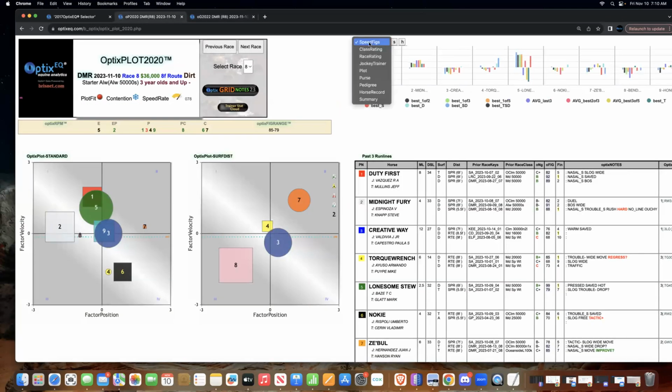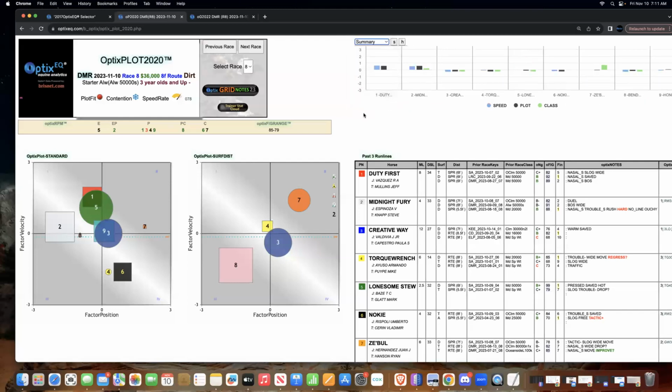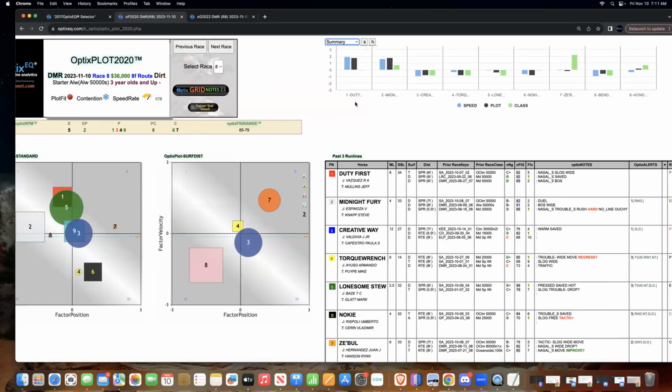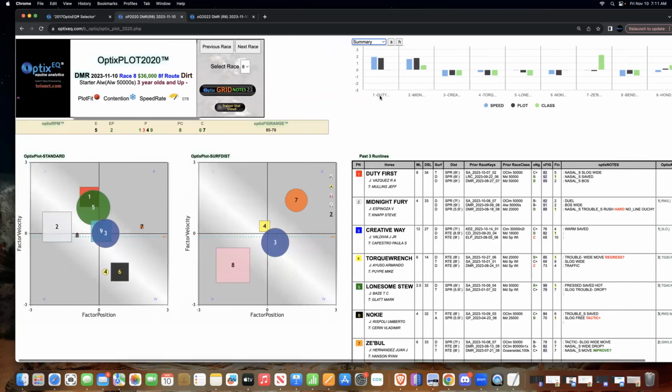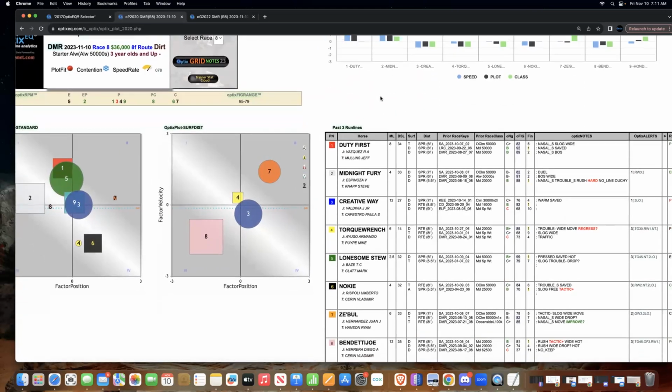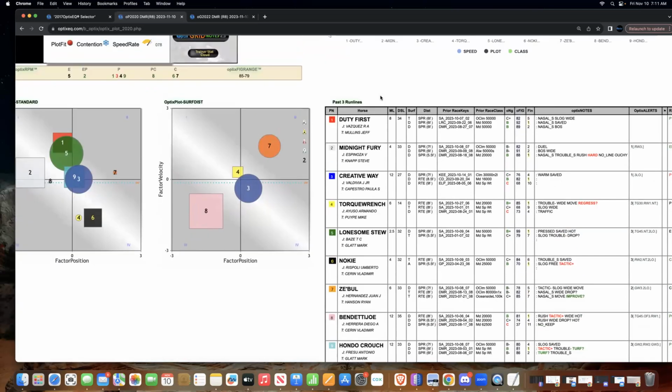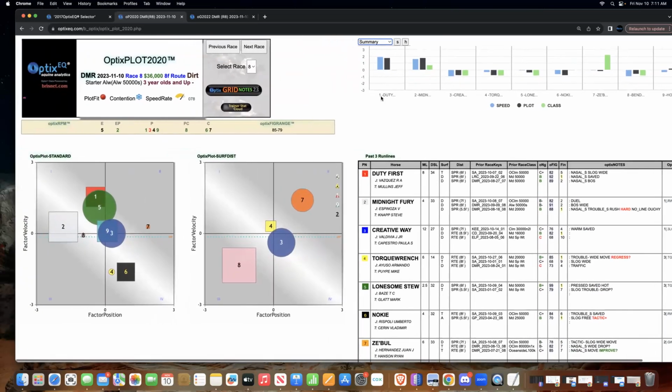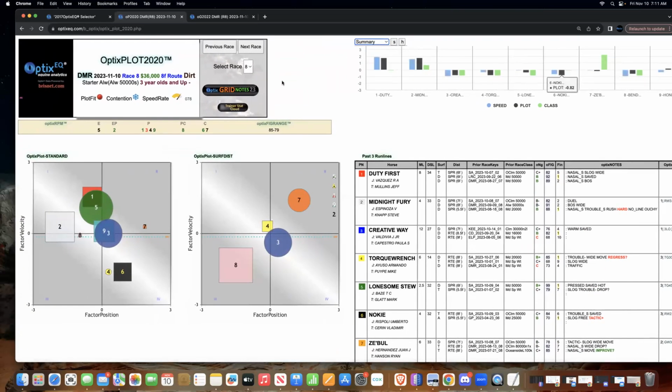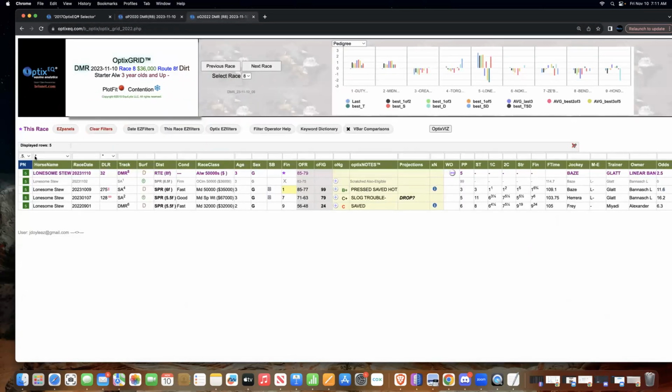So let's take a look at the summary bar again, just to see which horses kind of jump out. Looks like the 1 and 2 you want to be using. They're at least on speed and plot. Look good, no knocks. And then the other horse I thought was mildly interesting was the 7. It just looks like it has such a class advantage. Let's look at the 7 quickly.